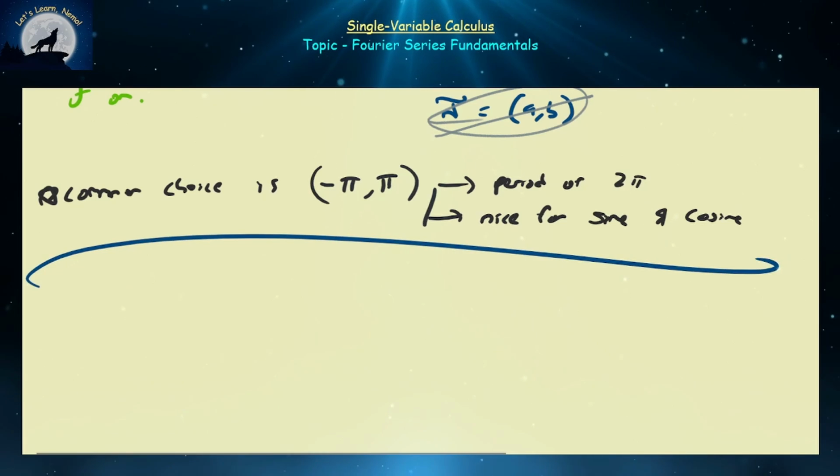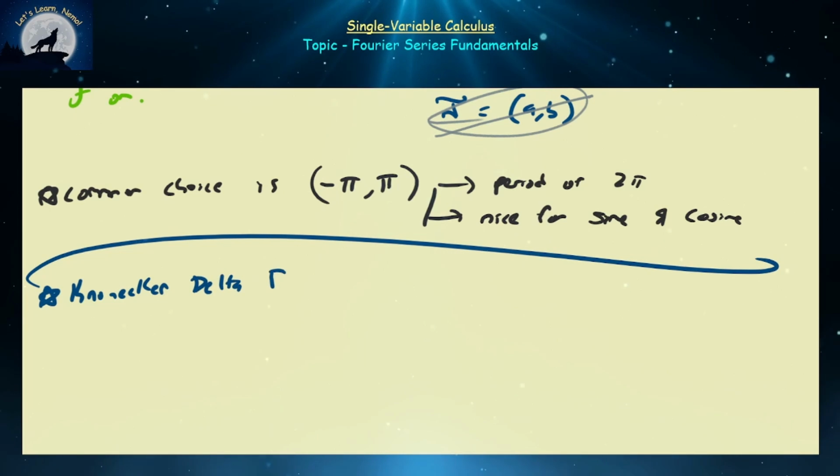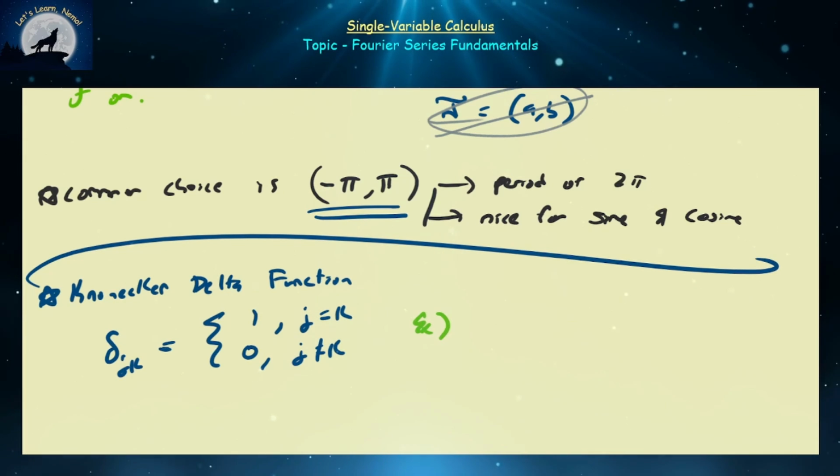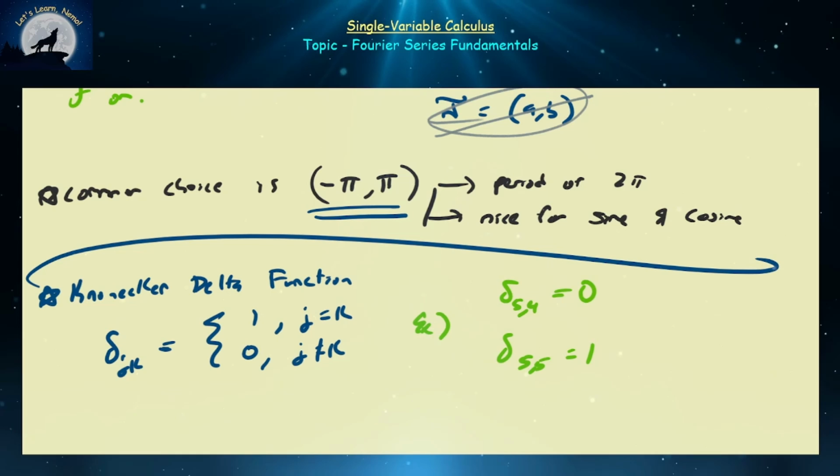Now, before I get into the building of a Fourier series, I just want to introduce a very basic function that you may have encountered in the past, called the Kronecker delta function. It's going to help us build a lot of nice identities for this minus pi to pi interval. It's represented as delta jk equal to 1 if j is equal to k and 0 if j is not equal to k. As a brief example, delta 5,4 will be equal to 0 because 5 does not equal 4, and delta 5,5 will be equal to 1 because 5 is equal to 5.